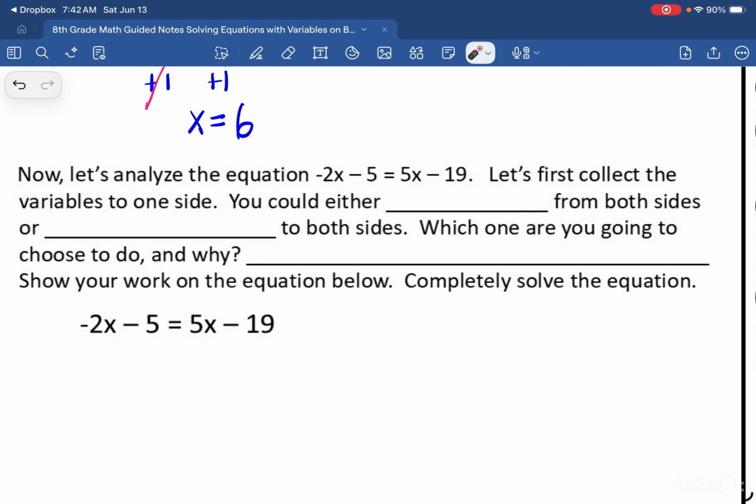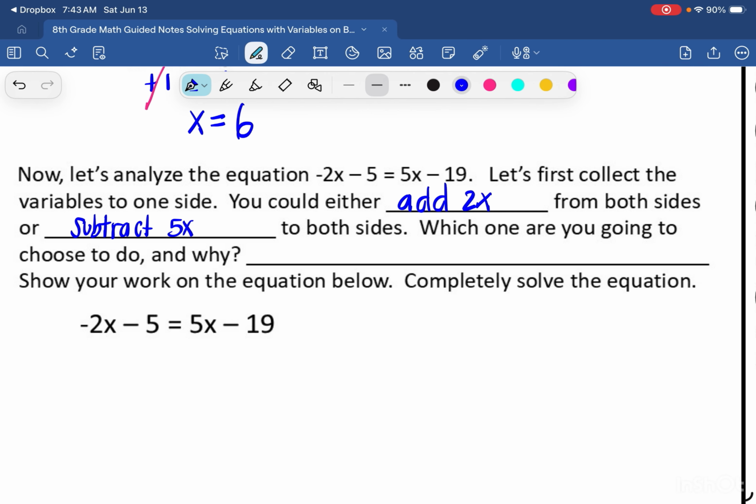Now let's analyze this equation right here. Negative 2x minus 5 equals 5x minus 19. Let's first collect the variables to one side. If I want to move the 2x's over there, then I would add 2x to both sides, which I could do. Or if I want to get the 5x over here, I would have to subtract 5x from both sides to put the variables on the left.